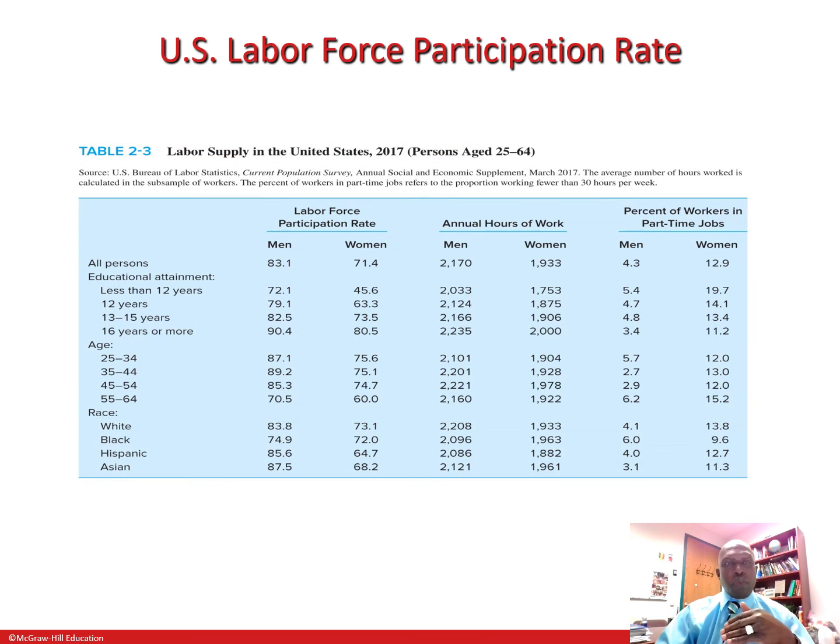Table 2.3 talks about the labor supply in the US in 2017, ages 25 to 64. Overall, the labor participation rate for men is higher than the one for women for all persons, including by educational attainment, and also for all ages and for all races.